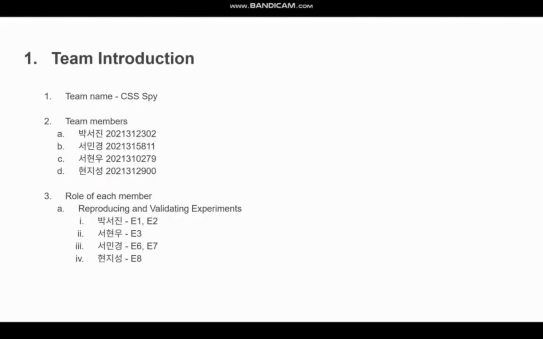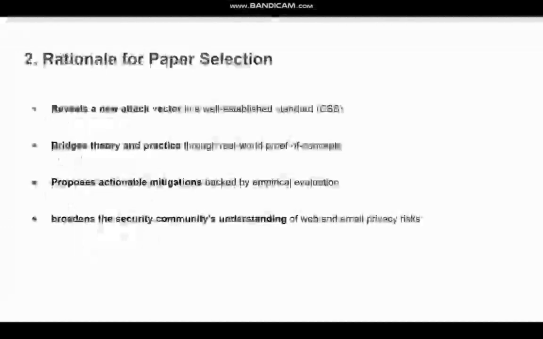Together, we focus on reproducing the experiments from the paper Cascading Spy Sheets. We selected this paper because it reveals a new attack vector in a well-established standard, CSS. It bridges theory and practice through real-world demonstrations, proposes concrete defenses backed by experiments, and expands our understanding of web and email privacy risks.